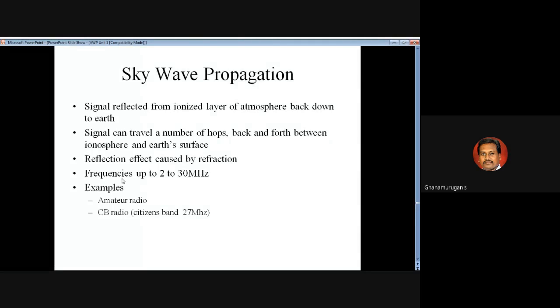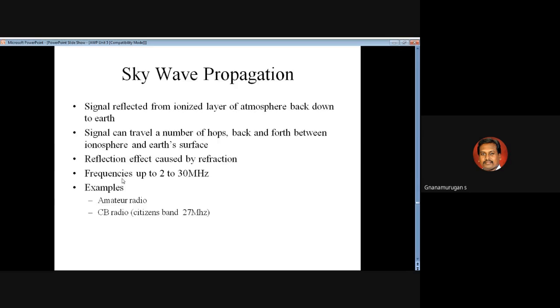What does CB radio mean? That is citizen band, with a 27 megahertz frequency range. What is citizen band radio? Each and every citizen, without a license, can install an FM radio or AM radio for the particular frequency range of 27 megahertz. That is the rule. Each and every citizen, without a license, can use the citizen band frequency range for FM radio or AM radio. So that is CB radio.